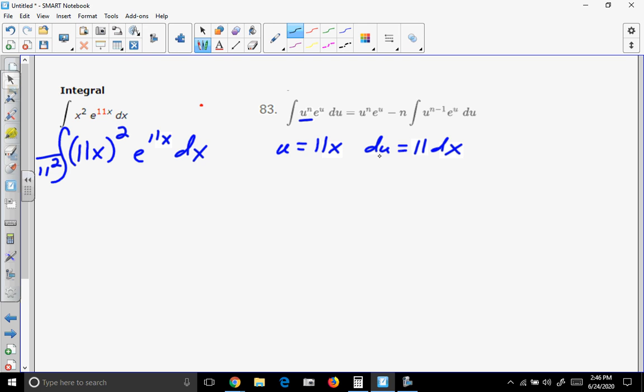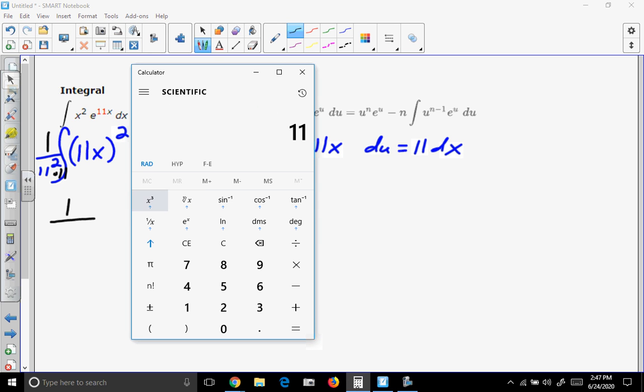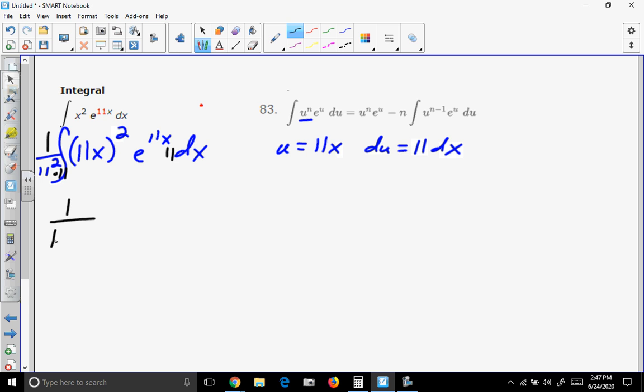Also, our du is 11 dx. So if we pick up an 11 there to go with dx, that's on top, we would have to pick up another 11 on bottom out front. So we picked up an 11 squared on top here, so an 11 squared on bottom there. 11 on top here, so 11 there. So we really picked up 11 to the third power. So what is 11 to the third power? 1,331. And then that's u to the second, e to the u, du.